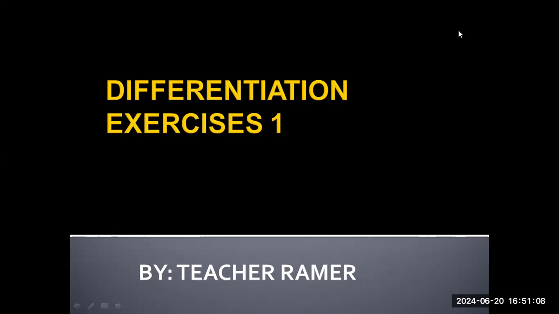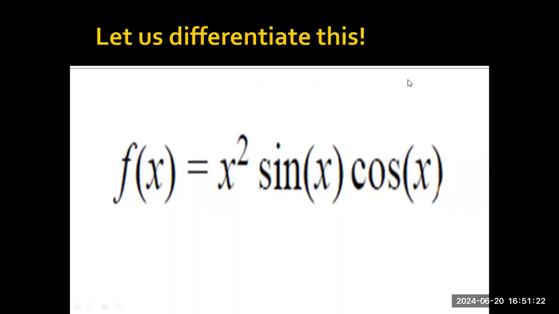Today we're diving into some calculus. Specifically, we'll be differentiating a function that's the product of three factors. So this is our function. Let us differentiate this one. As you can see, we have three factors being multiplied. The first factor is x squared. The second factor is the sine value of x, and the third factor is the cosine value of x.